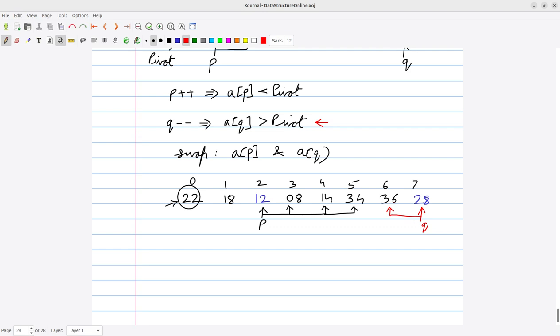Now Q was at 7, and now Q is at index 6. At index 6 what we have is 36. Is 36 greater than 22? Yes, so we move one step back, that is Q minus minus. Now Q is at index 5. Is 34 greater than 22? Yes, so now Q moves over here. Now what will happen? There is a crossover. At this instant P is pointing to index 5 and Q is pointing to index 4, so there is a swap. Now at this instance we will divide this array into two sub arrays.